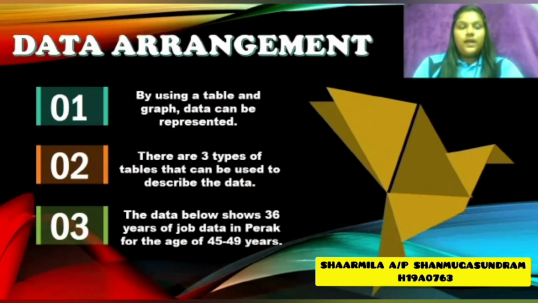Next, I would explain about the data arrangement. First, by using a table or graph, data can be represented. There are three types of table that can be used to describe the data. The data below shows the 36 years of job data in Perak for the age of 45 to 49 years.